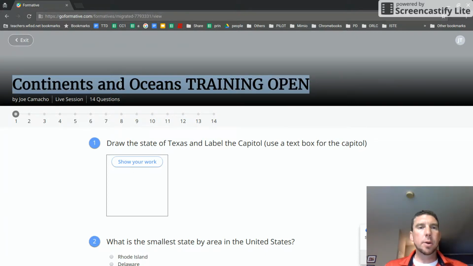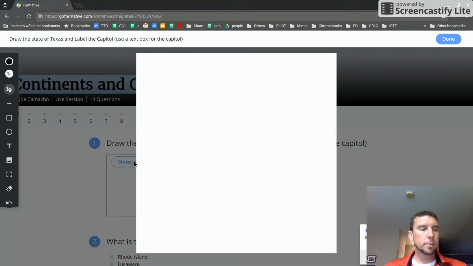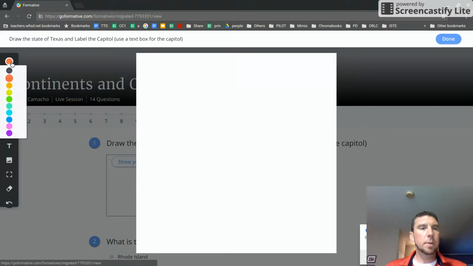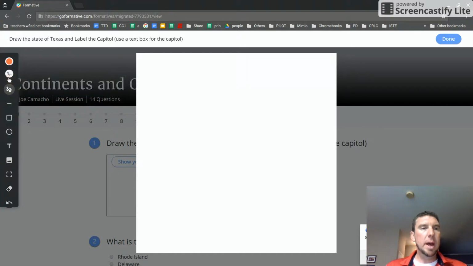So the first thing that I notice is the document that a student is looking at is titled Continents and Oceans Training. And the first one they see is draw the state of Texas and label the capital. So I'm going to click on Show Your Work. And it's going to take a second, but it is loaded up. I have these tools over here on the left-hand side. So I can pick a color. Let's pick orange. Looks like peach, actually.